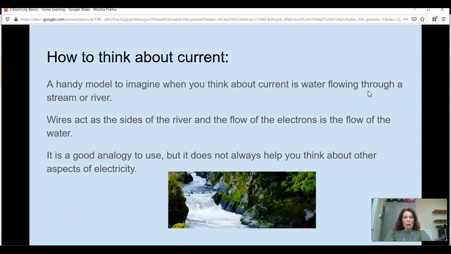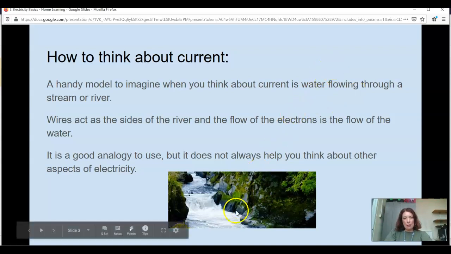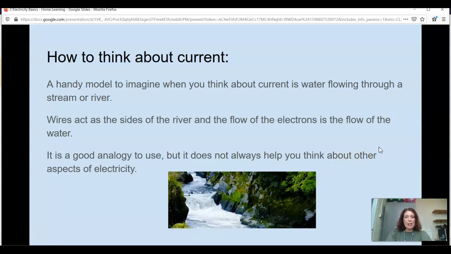How should we think about current then? Well, a really handy model to imagine when you're thinking about current is water flowing through a stream or a river. If you have a look at the image, the wires would act as the sides of the river, so these parts here. And then the flow of the water would be the flow of electrons through the wire. It's a really good analogy to use, and when you're looking at a problem, it's a really good way of thinking about current, but it doesn't work in every situation. Sometimes it doesn't help you think about other aspects of electricity, but if you're just thinking about current, it's a really good place to start.